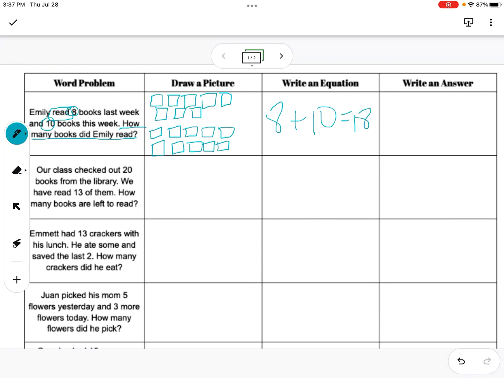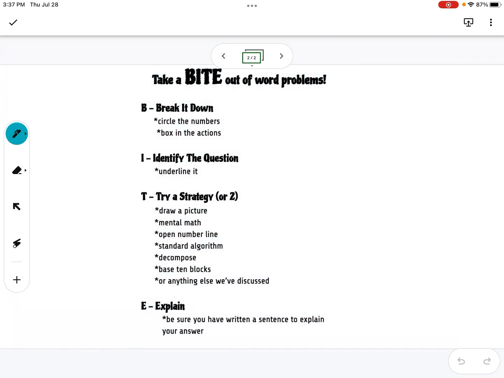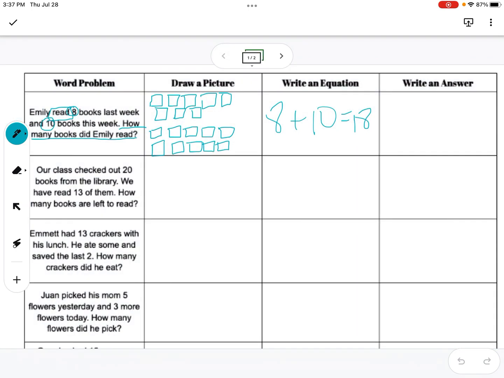So then to respond, here we've broken it down, we've identified the question. Here are our 2 strategies that we tried if we go off of our BITE strategy. So now to explain, the E, write an answer. So how many books did Emily read? Emily read 18 books. At this point, we're keeping it real simple, just a basic sentence to respond is great.